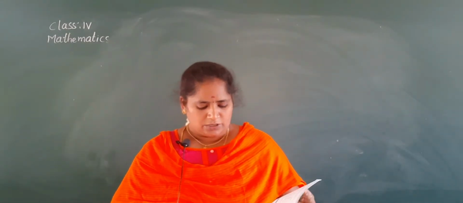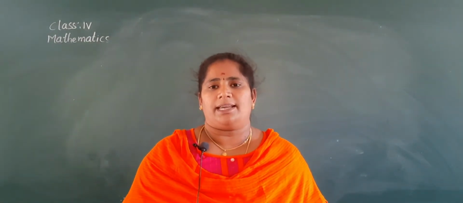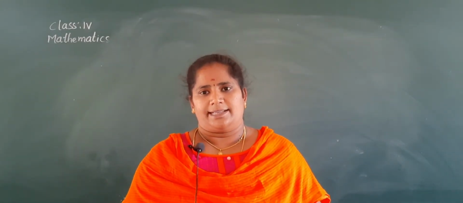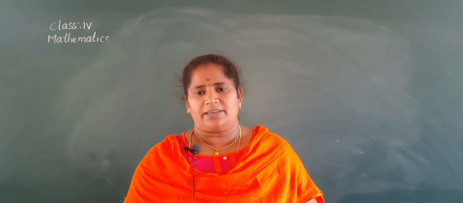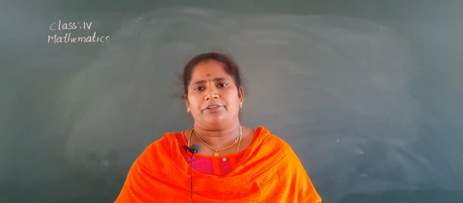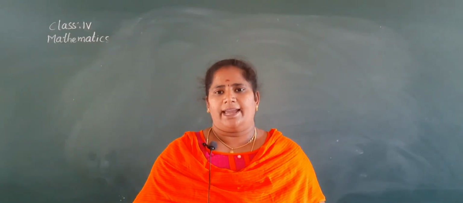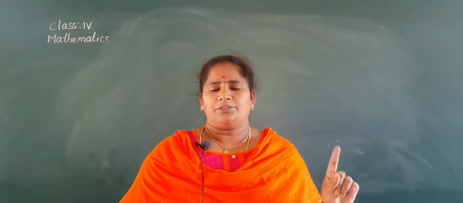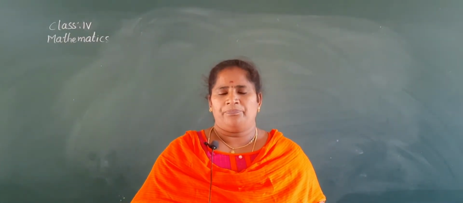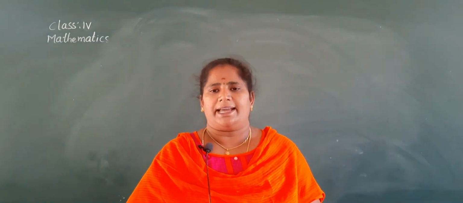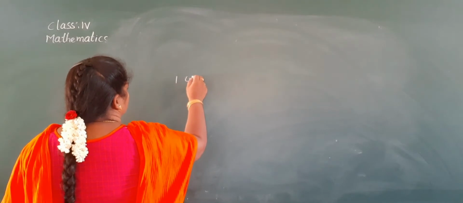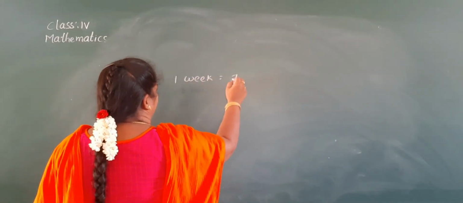So how do you find whether the word problem is multiplication or division? How can you know? If the value of one item is given and we have to find the value of more items, then we have to do the multiplication. Is it clear to you? So once again I revise that. Word problem. 1 week equals 7 days.